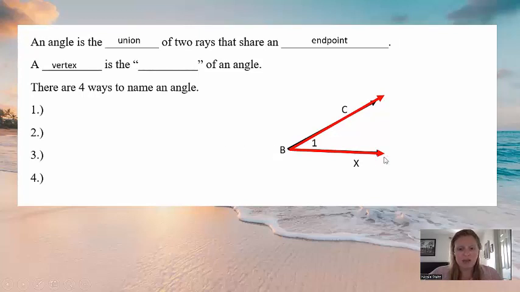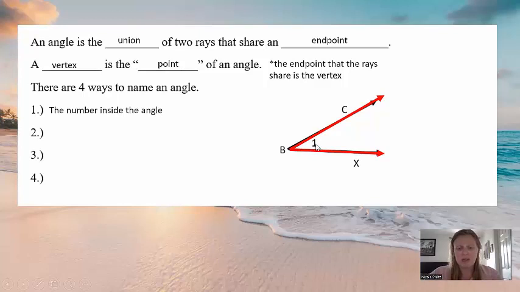That endpoint that they share, that is called the vertex. So another way to think of the vertex is the point of an angle. So the very tip of it is called the vertex. Now there are 4 ways to name an angle.